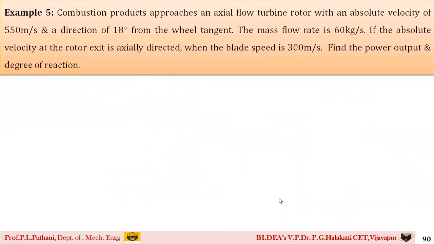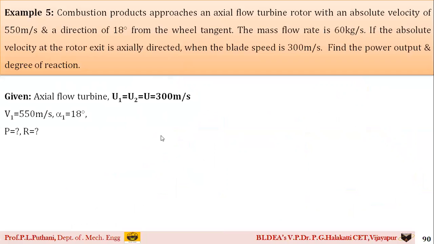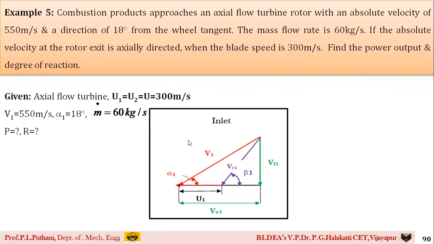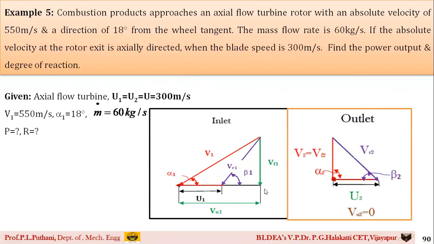So let us move ahead now. We are noting down the given terms. As I said, it is the axial flow turbine, tangential speed U is equal to 300 meters per second, which is given. V1 is 550 meters per second, alpha 1 is 18 degrees. Then mass flow is given. This is the inlet velocity triangle, as I said. Similarly, this is the outlet velocity triangle. You can see here V2 and VF2 are overlapping on one another, therefore VU2 is 0.